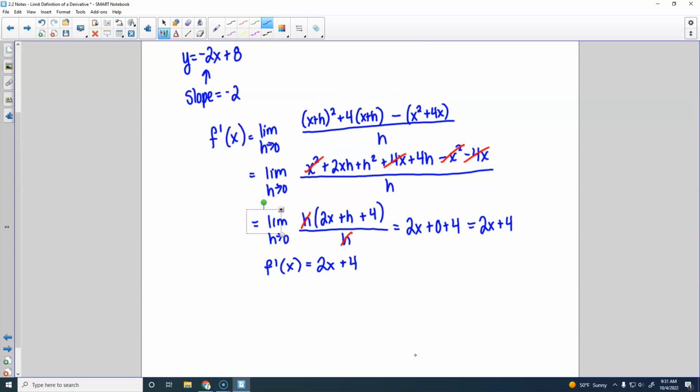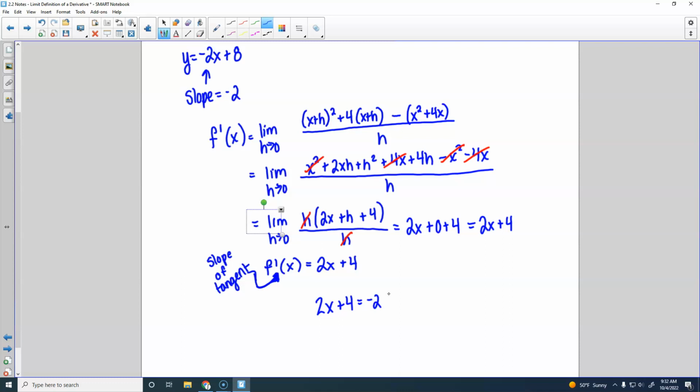Okay, so we found the derivative. Where can we go from here? This has to equal negative 2 because f prime of x is the slope of the tangent, right? That's what it means to find a derivative. It means you're finding the slope of the tangent. So we know that needs to equal negative 2 because it needs to be parallel to that other line that they gave us. So we can say 2x plus 4 equals negative 2.